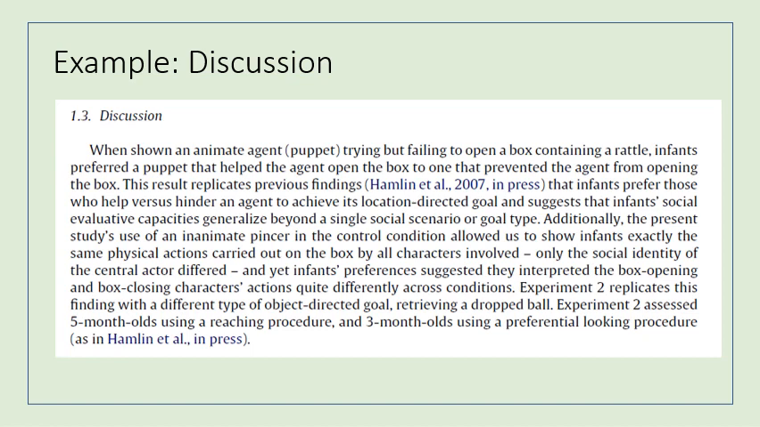Experiment 2, now they're setting us up for the next experiment. Experiment 2 replicates this finding with a different type of object-directed goal, retrieving a dropped ball. Experiment 2 assessed 5-month-olds using a reaching procedure and 3-month-olds using a preferential looking procedure. Now, as you are going to be analyzing the next experiment, make note of this setup. Here we have 2 different procedures which should suggest to you 2 different operational definitions, even though they're still measuring the same preference. So be careful when you're writing this up.